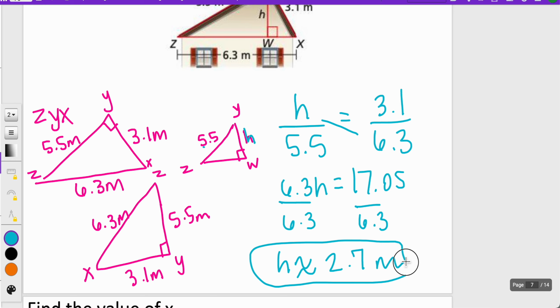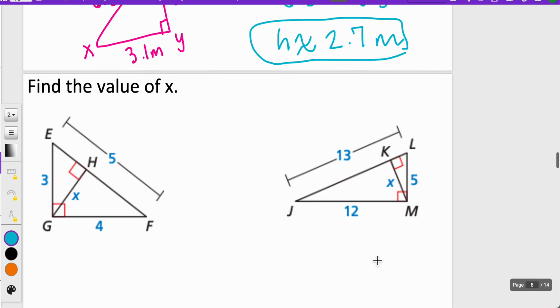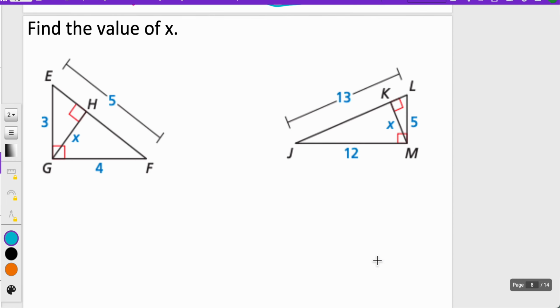So the tricky thing is making sure you're lining up your triangles correctly and finding out where they match. Okay, we're going to try some more simple ones. That one was kind of tricky to start off with because you had so many decimals. Let's try these. Find the value of X.